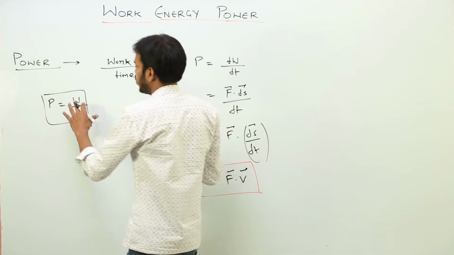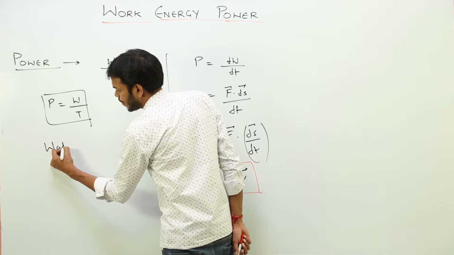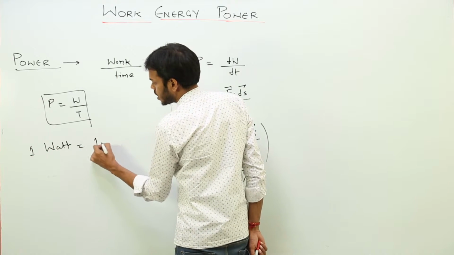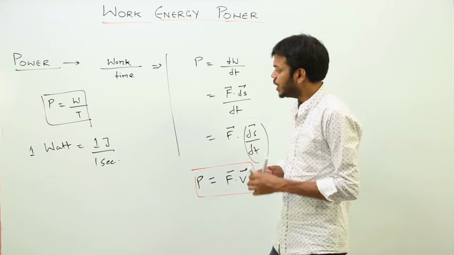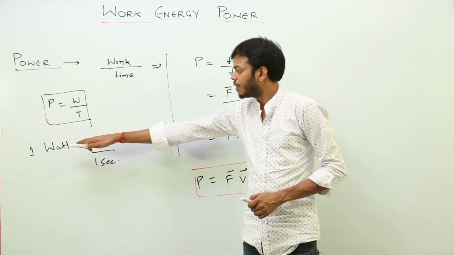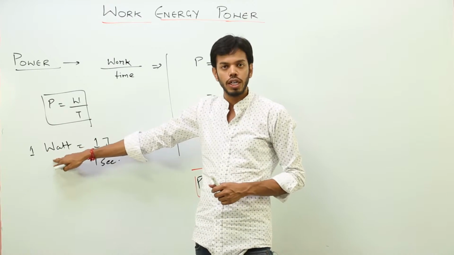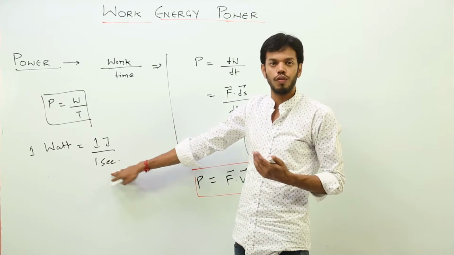Now moving on to the SI unit. The SI unit of power is called watt, and 1 watt is defined as 1 joule over 1 second. That means when 1 joule of work is done in 1 second, power is said to be 1 watt, or the other way round, power is said to be 1 watt when 1 joule of work is done in a time duration of 1 second.